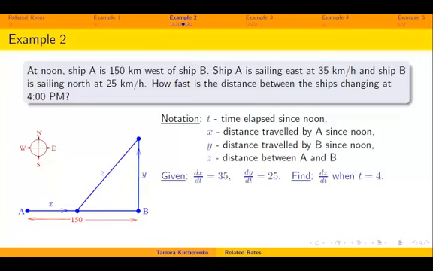We need an equation relating x, y, and z. This is provided by the Pythagorean theorem from this red triangle. The hypotenuse is z, one of the sides is y, and the other side is 150 minus x. So the Pythagorean theorem gives z squared equals (150 minus x) squared plus y squared. Here x, y, and z are functions of t.